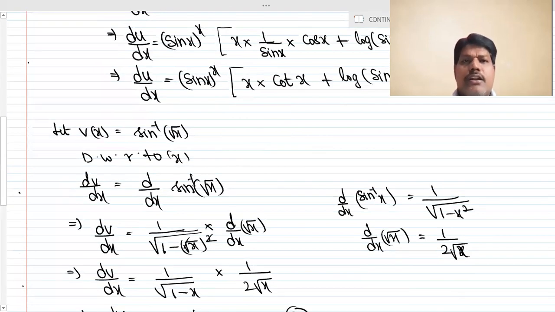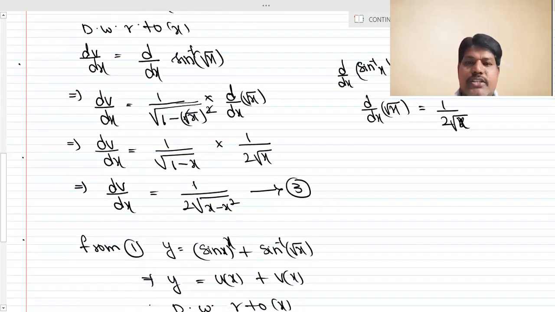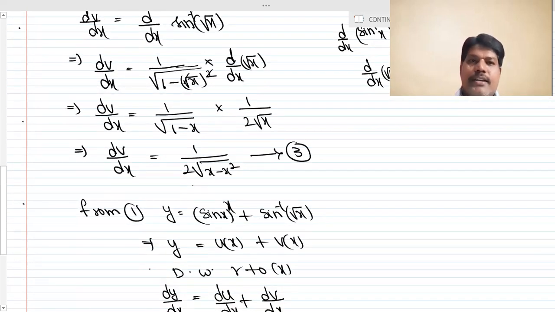You can apply the derivative directly; there is no need to apply log. Sin inverse of f of x has derivative 1 by root of 1 minus f of x whole square into f dash of x. In the place of f of x, you have root x. So the derivative of sin inverse of root x is 1 by root of 1 minus root x whole square into the derivative of root x. The square and the root will be cancelled. The derivative of root x is nothing but 1 by 2 root x. It can be written as 1 by 2 into root of x minus x square.